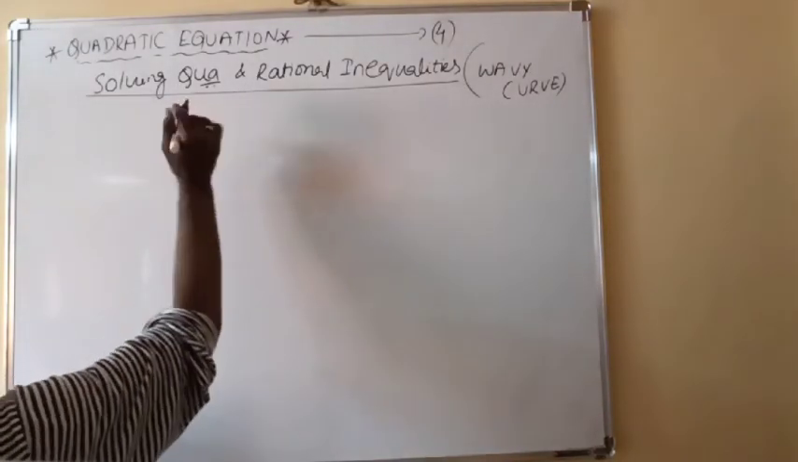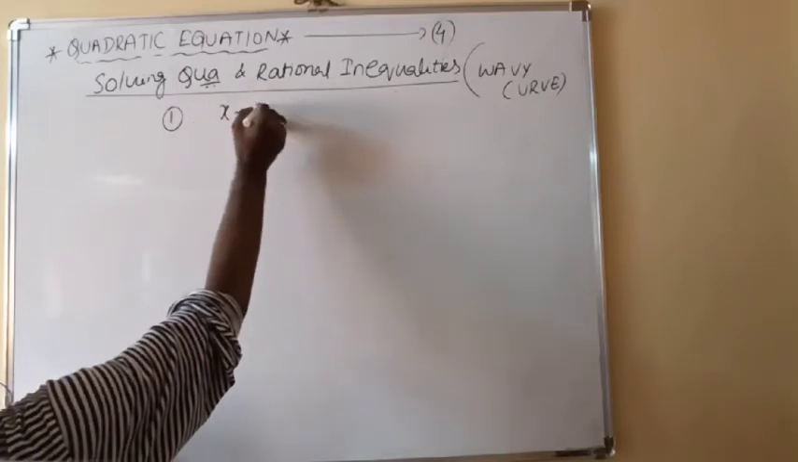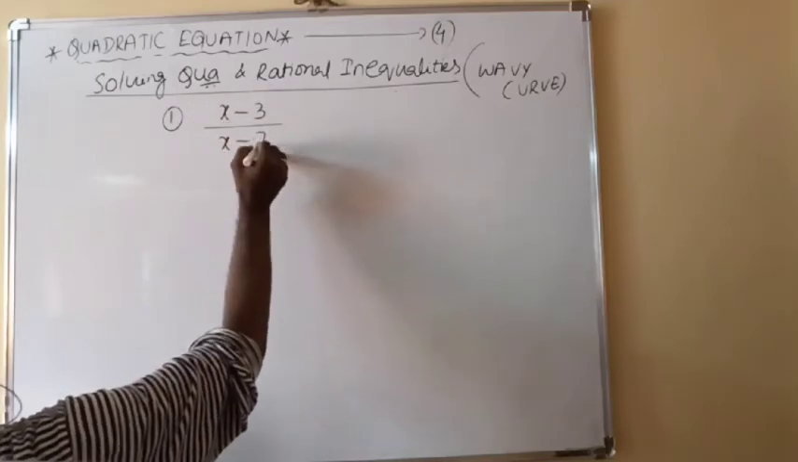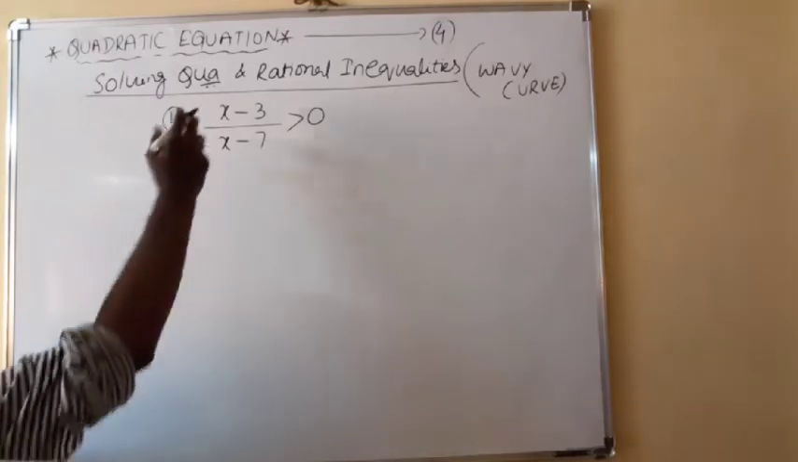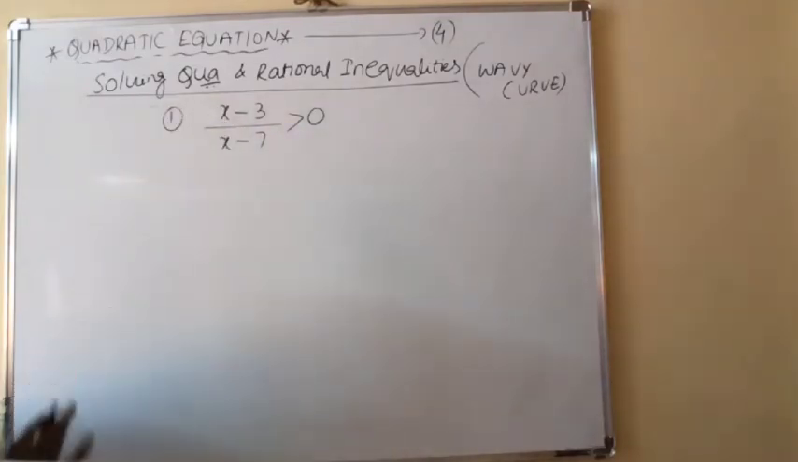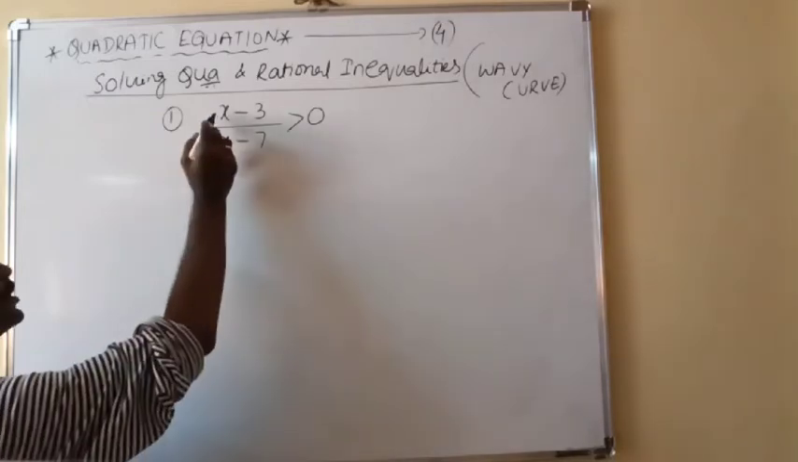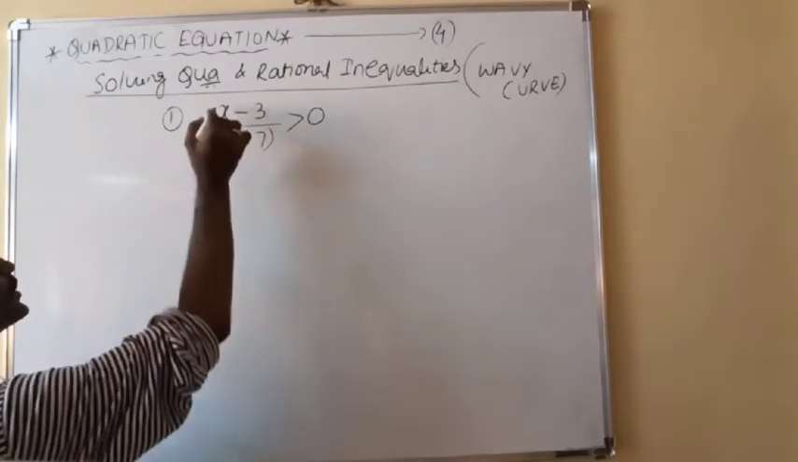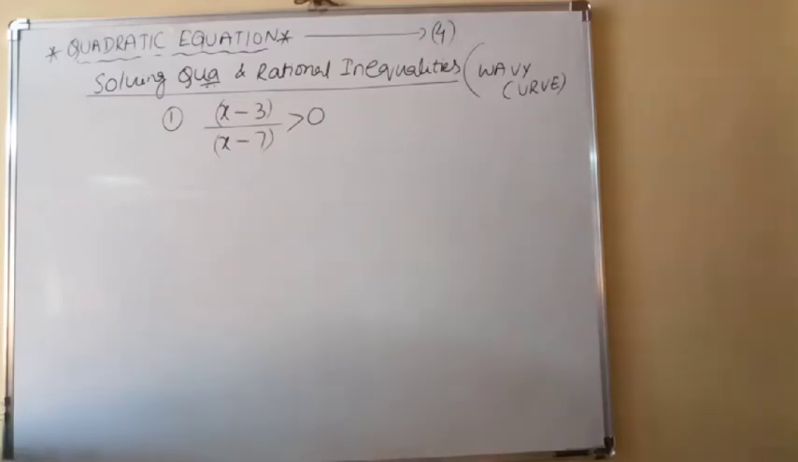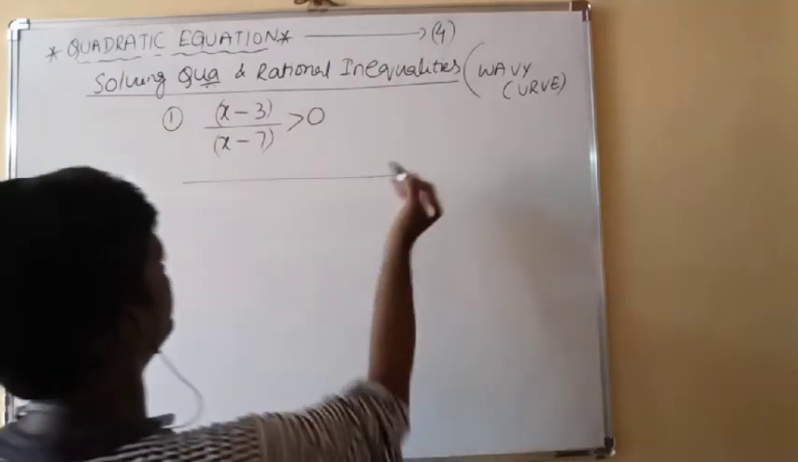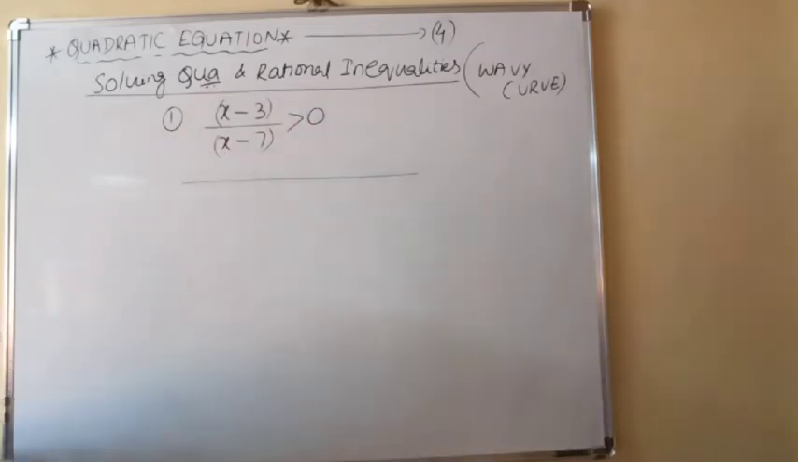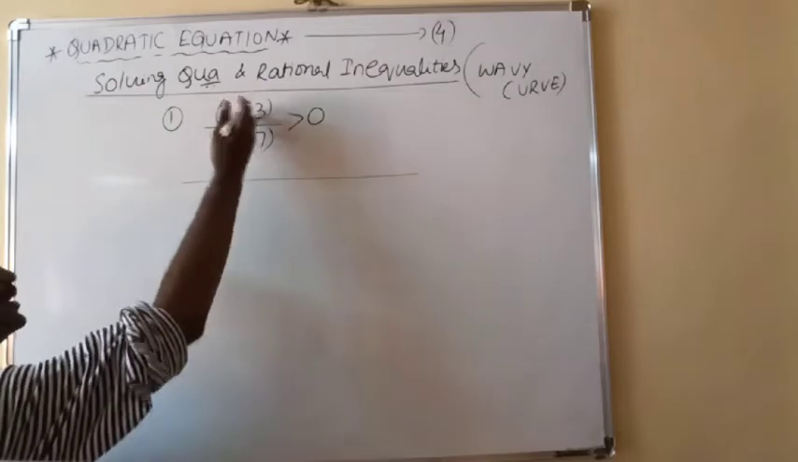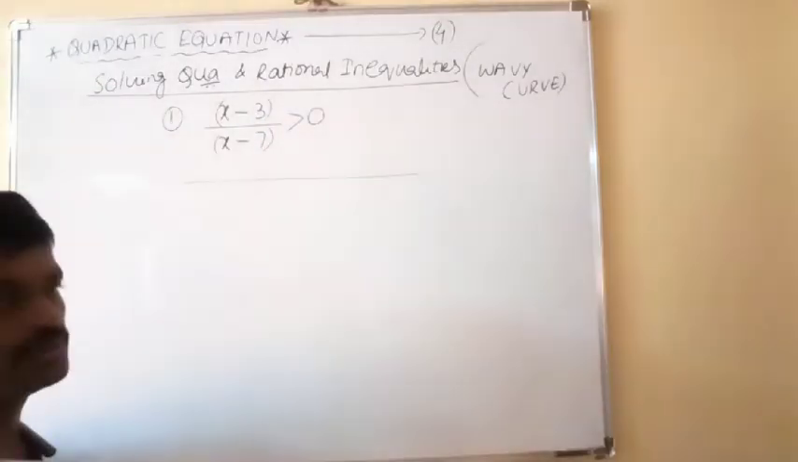So first question, x minus 3 by x minus 7 greater than 0. So here also, first you factorize the numerator and denominator. Already they are linear factors. Okay. And make the x coefficient in each and every linear factor positive. So it is already positive. Then now you identify where these two linear factors are equal to 0. That means the points where the numerator is 0, the points where the denominator is 0.